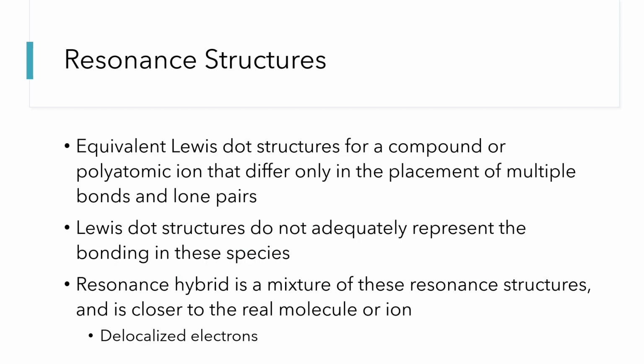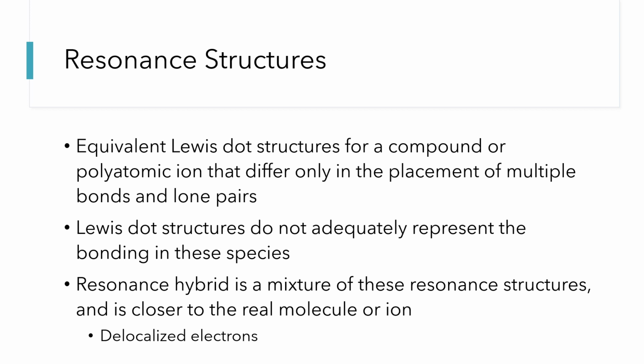All right, so what are these resonance structures? They are equivalent Lewis dot structures that differ only with where we are placing multiple bonds and lone pairs. And when it's possible to draw these resonance structures, it's an indication that the Lewis dot structures don't represent the whole story of the bonding in these compounds.